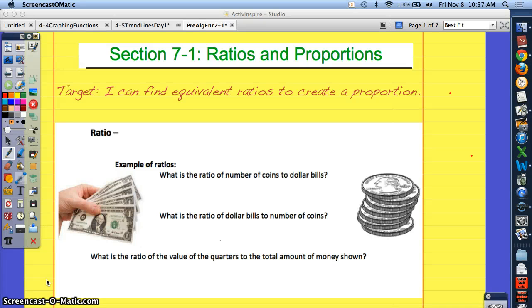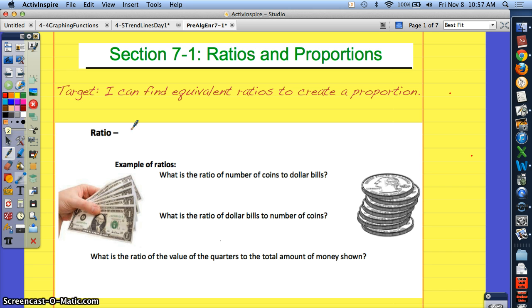In Chapter 7, we're really going to focus on ratios and proportions. We're going to use the idea of ratios and proportions in scale models and in similar figures, but right now we're just starting off with the basics. So today what we're going to focus on is finding equivalent ratios to create a proportion. Make sure you write that target down on your notes. Remember, with the videos you can pause if you need more time.